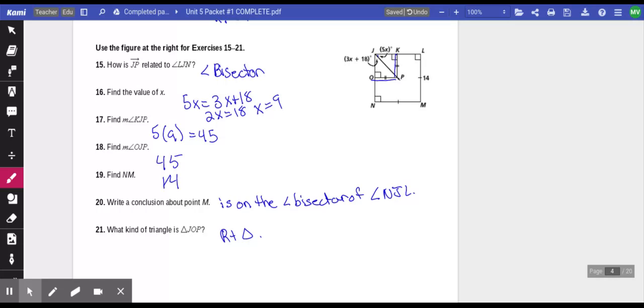Then we know that NM is equal to 14 because if I continue JP, it would go through M, and those are equidistant. They're labeled equal, so therefore they're 14. And since that's true, then M would have to be on the angle bisector. And then JOP is a right triangle.